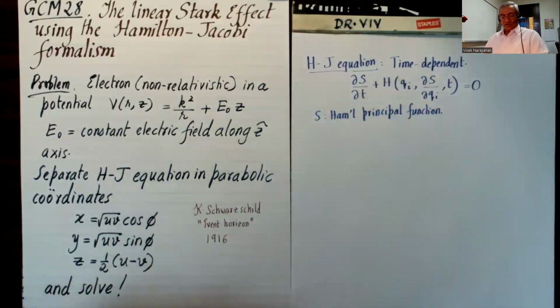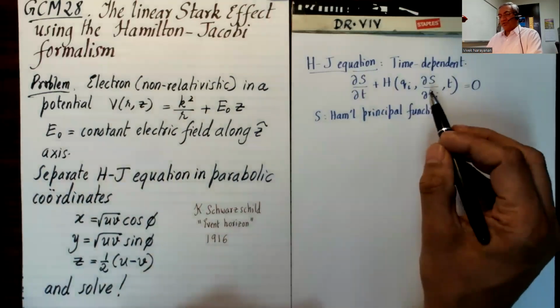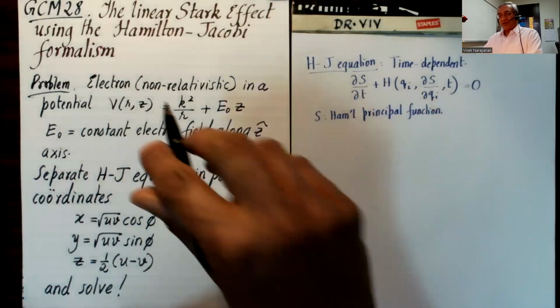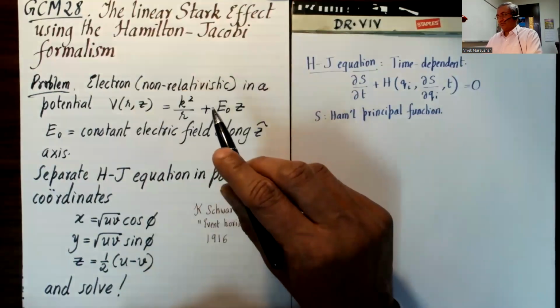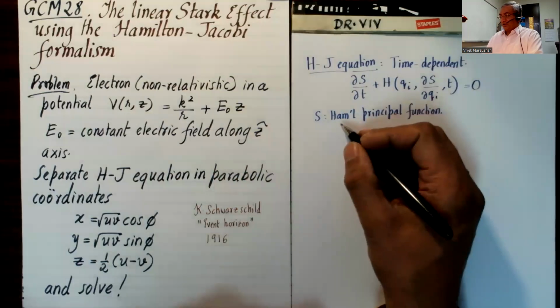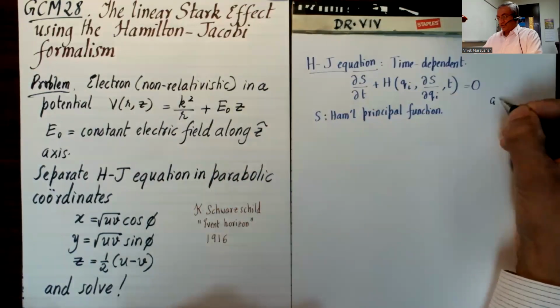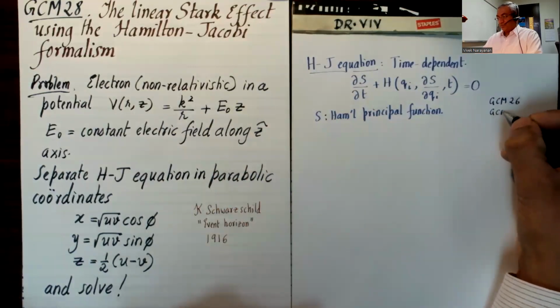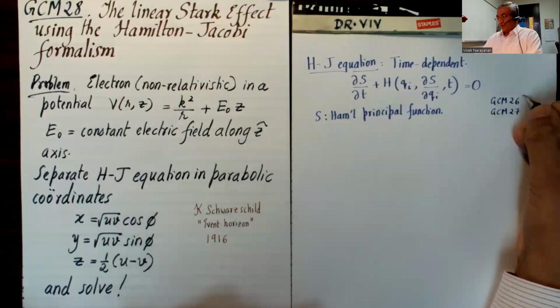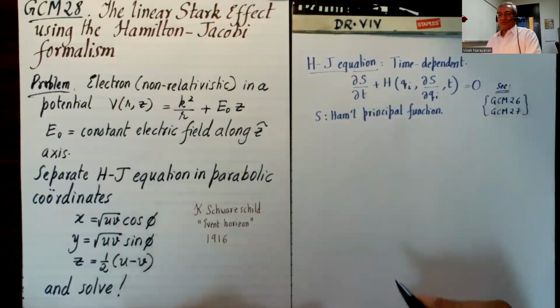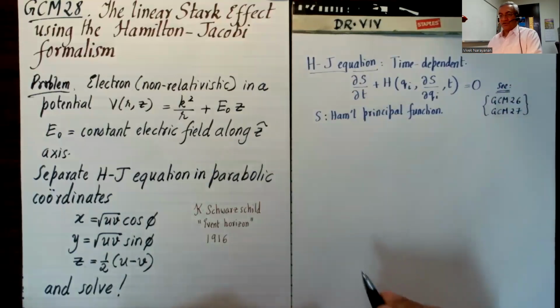Now, a simplifying assumption. If you want to get some clarity about what I just said, you should look at the previous video where I introduced the Hamilton-Jacobi formalism. That's GCM27. Please do see that. And for further clarity, you also have to see GCM26. So this sort of builds on those two videos. So please see those videos first if you have not seen those already.